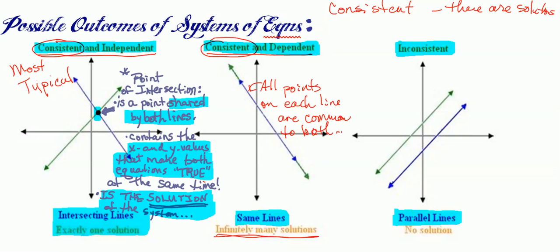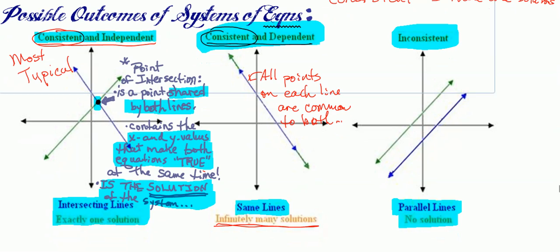And you can't say that if they have the same slope, then they're going to be inconsistent. That's not true, because in the second example, the consistent dependent example in the middle, those have the same slope, but they share all the same points. But with the last one, if you put them into slope-intercept form, the y-intercepts will be different, but the slope will actually be the same. So parallel lines mean we'll have zero solutions, no intersection point, and definitely no points shared. They never touch. So these are your possible outcomes when you're going to solve systems of linear equations.